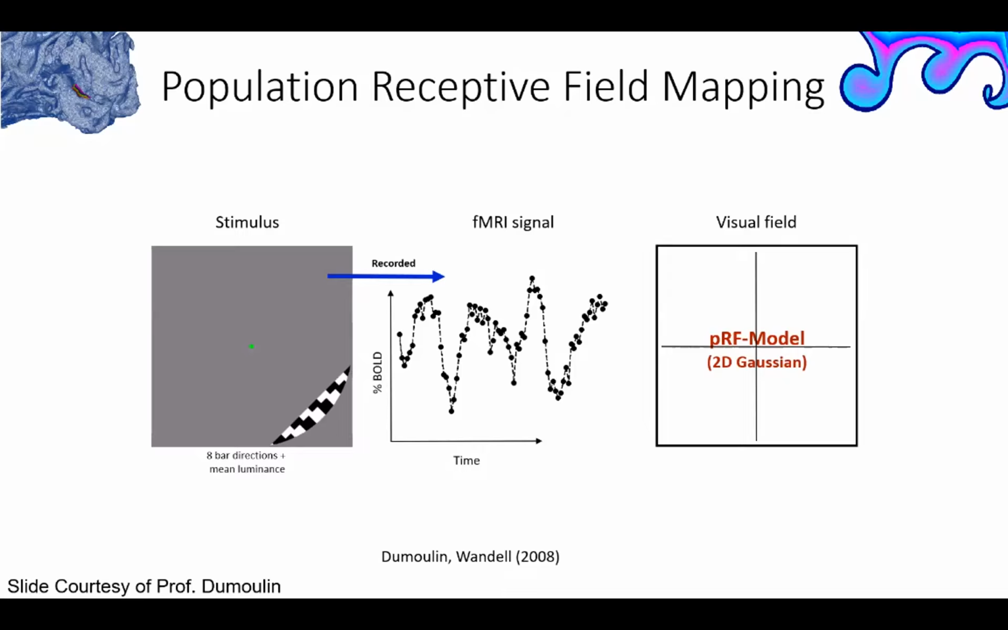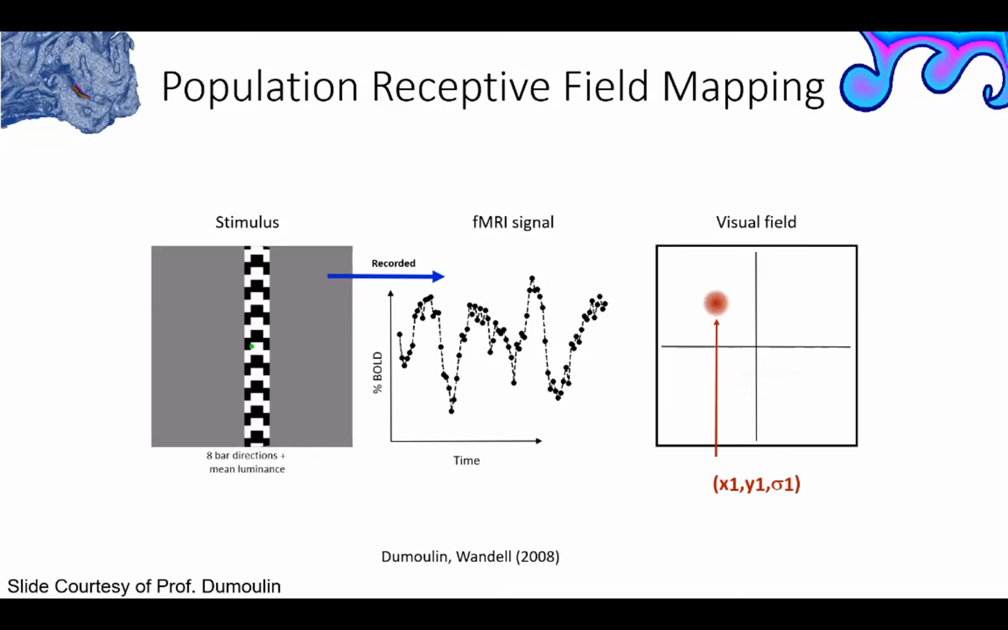And then they fit a PRF model. The simplest one, developed in 2008 by Dumoulin and Wandell, is just a simple 2D Gaussian model. There are much more complex models out there, but this is still a very relevant and good model that people still use. In this model, you have three parameters to optimize: X, Y, and sigma. X, Y would be the location of your population receptive field in your visual field, and sigma would be the width of your Gaussian.